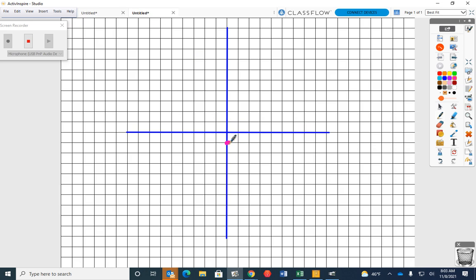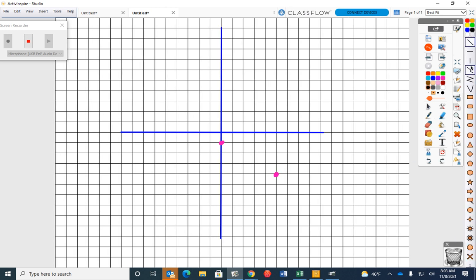From the y-intercept, we're going to go down how many? 1, 2, 3, and over how many? 1, 2, 3, 4, 5. And we're going to put a dot there, and we're going to put a line that goes through those 2 points. Okay? That is the graph of that equation. Kind of understand what we did there? It's really not that difficult so far, is it?